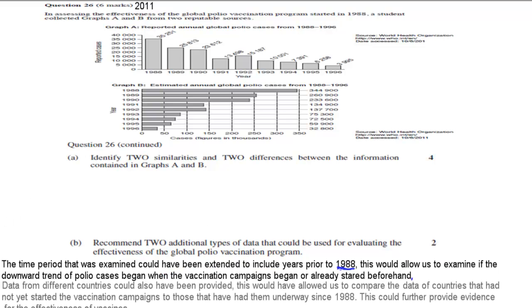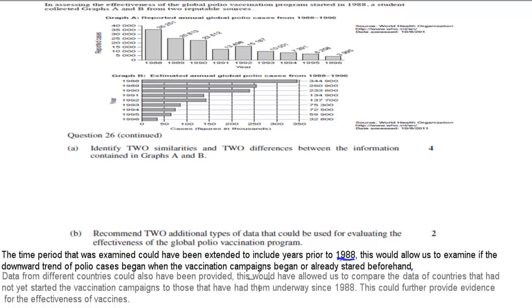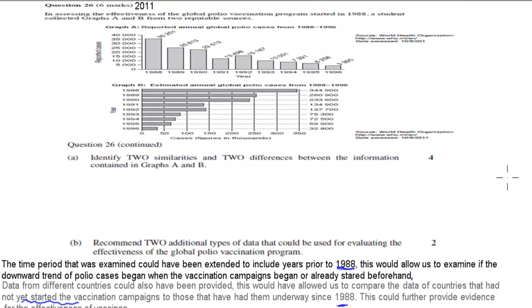For the second part, I wrote that data from different countries could have been provided. This would allow us to compare the data of countries that had not started a vaccination campaign to those that have had them underway since 1988. This could further provide evidence for the effectiveness of vaccines. If one country started in 1988 and has a huge fall in the numbers, whereas a country that didn't start in 1988 didn't have that same fall, that might be proof that these vaccines actually work. But basically, you have two data suggestions and reasons why they might be useful.